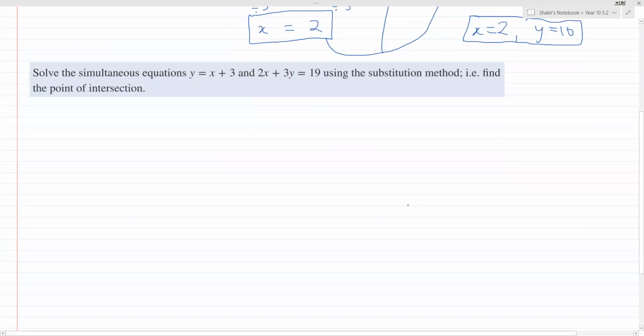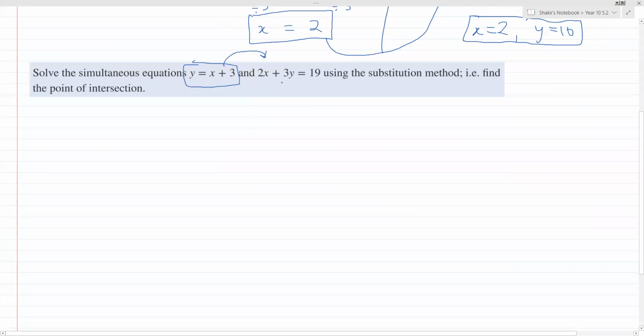Solve the simultaneous equations y equals x plus 3 and 2x plus 3y equals 19 using the substitution method. In other words, find the point of intersection. All right. Now, as before, we're going to sub in. We're going to sub this in. We can sub this into there.